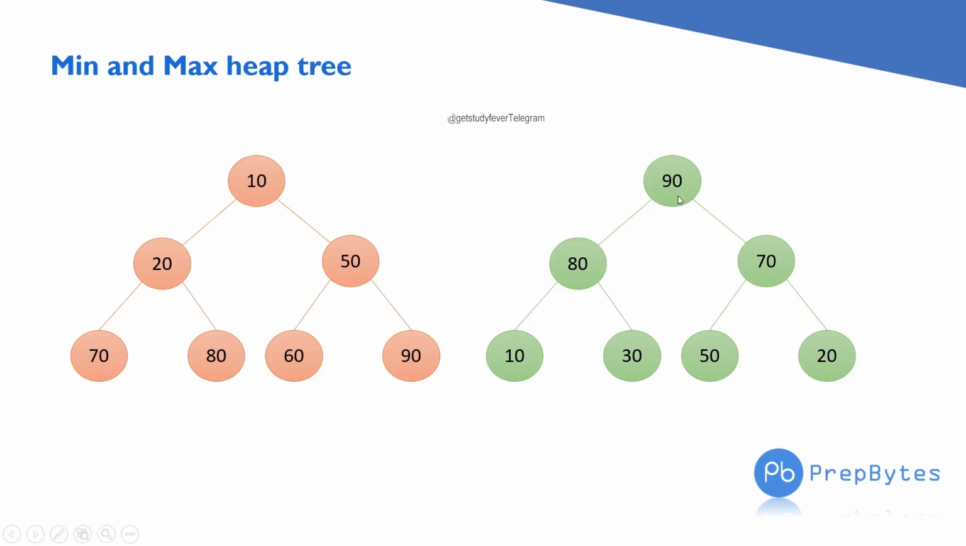As you can see here, 90 is a max heap. It is satisfying the property of max heap because 90 is greater than 80 and 90 is greater than 70. Next we can also see that 80 is greater than 10 and 30. Now is 70 a max heap? Just think, is 70 satisfying the max heap property? So yes, 70 is satisfying the max heap property because 50 and 20 are smaller than 70. And I have told you every leaf node is always a min heap or a max heap depending on the tree we are dealing with.